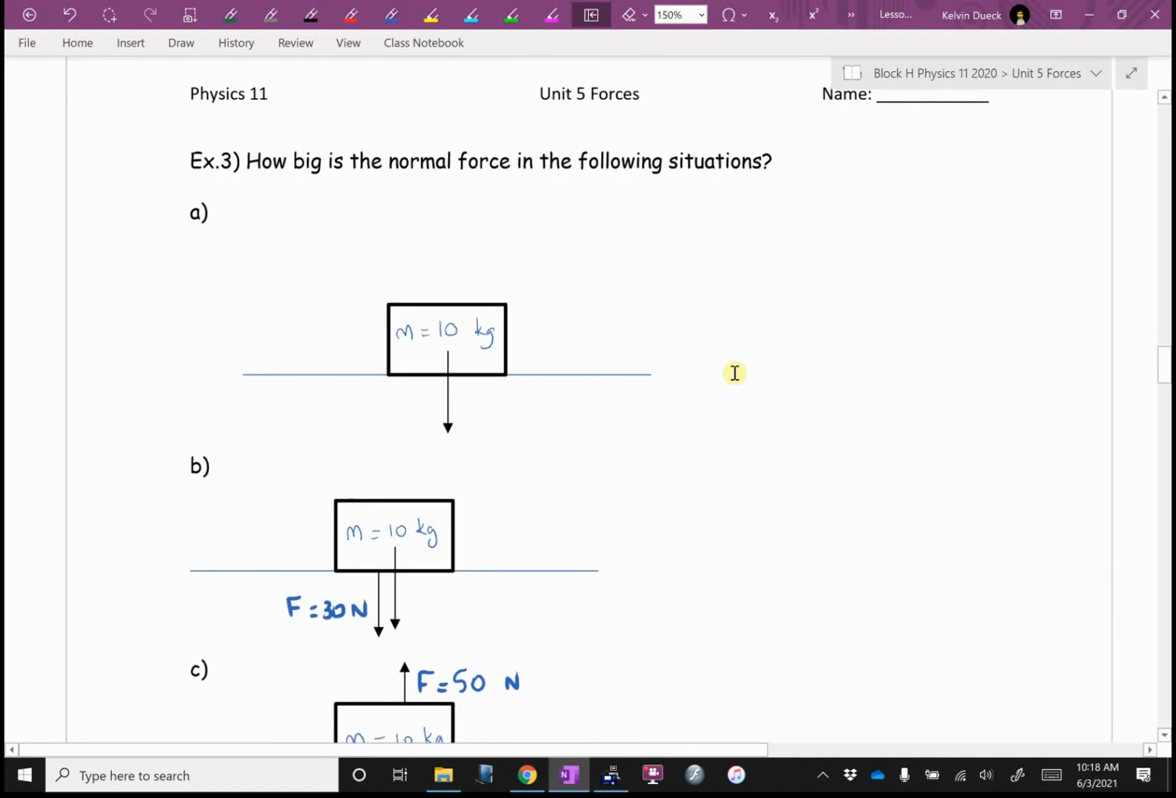Example 3. How big is the normal force in each of the following situations? Braden, what is this question asking me to find? The normal force. This is a job for a free body diagram. Oh, wait. Did they give me a picture? Say yes. I'm going to be a bit lazy.